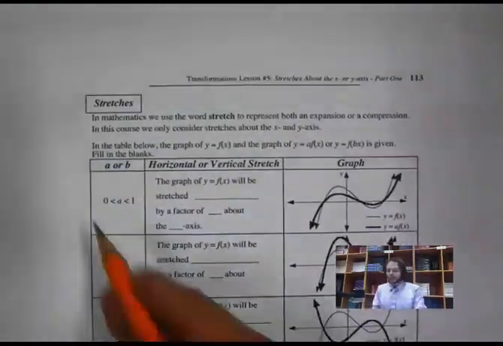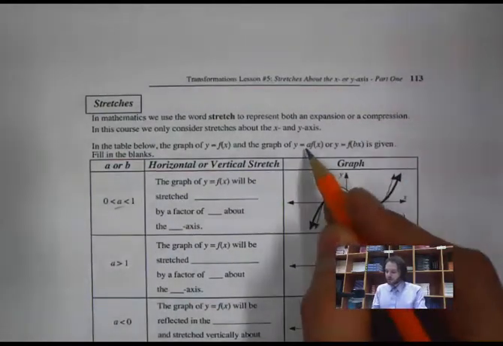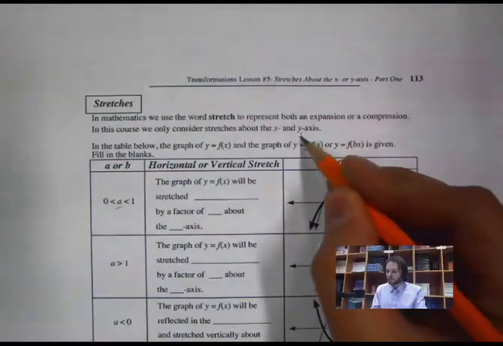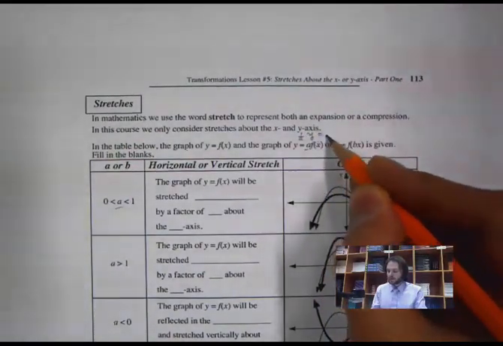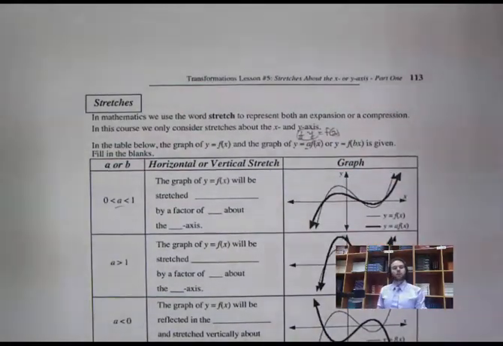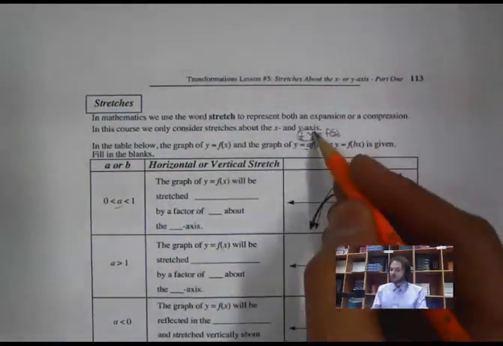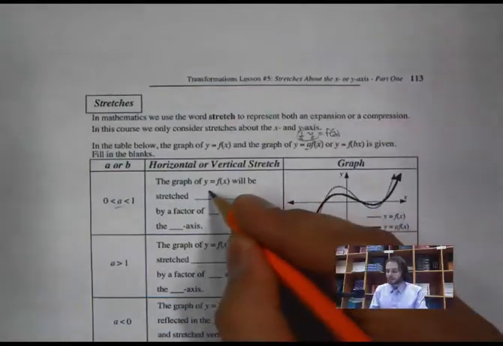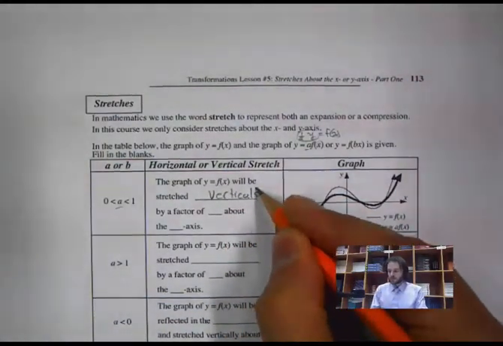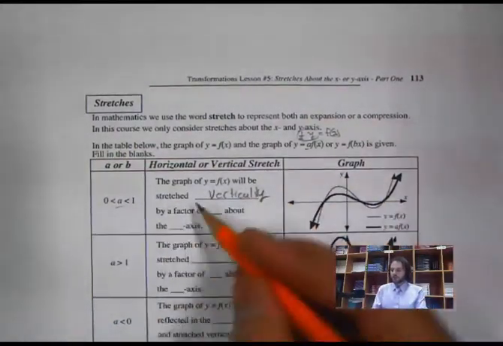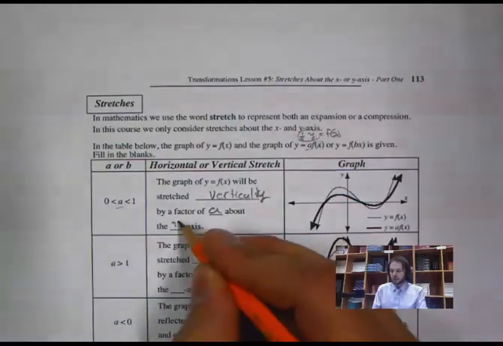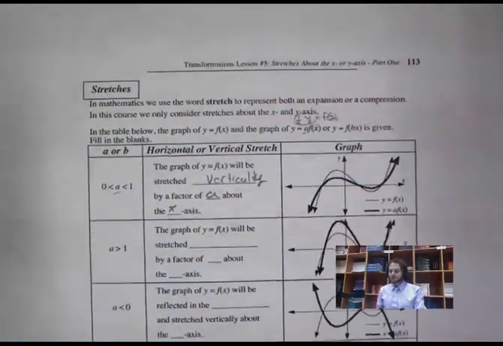So if we're looking at a here, a is right there. That has nothing to do with x. It's really like saying 1 over a, y is equal to f of x, right? So y is being replaced with 1 over a. As soon as we're dealing with y, this is vertical. Stretch vertically by a factor of a about the x-axis.